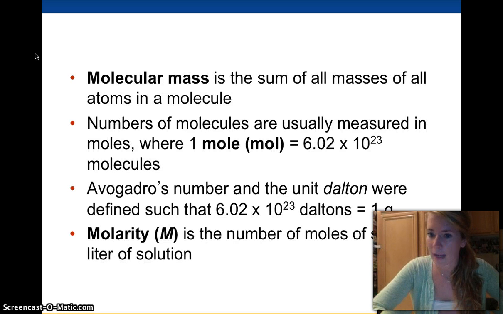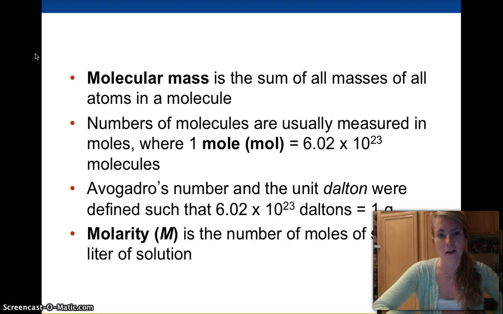So molecular mass is the sum of all masses of all atoms in a molecule. Water is made up of two hydrogens and one oxygen, and the molecular mass of water is 8. Don't quote me on that. Something around that, the sum of all the masses in there. I'm sorry, 16. Duh. No, I don't know what it is.